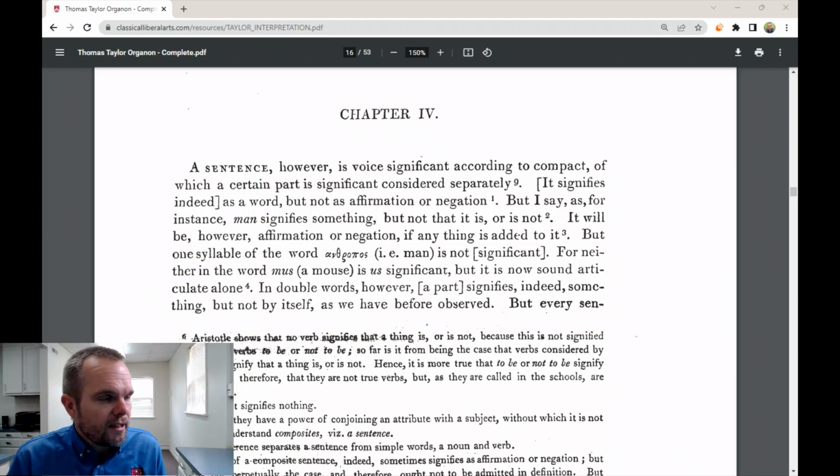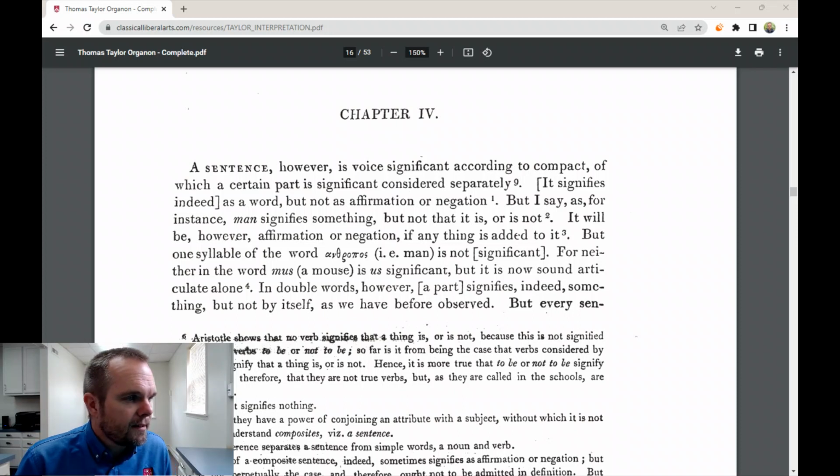We start off, just as we did in Chapters 2 and 3, with the definition of the term that we'll be studying. We read here, a sentence is voice significant according to compact, of which a certain part is significant considered separately. Let me read that again. A sentence is voice significant according to compact, of which a certain part is significant considered separately.